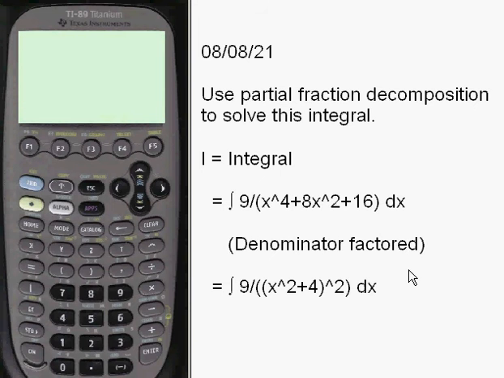Another partial fraction decomposition problem. I wanted to put this on because this is a single number in the numerator, and these all have different techniques. Anytime you factor the denominator, you're going to do partial fraction decomposition, if you can factor the denominator, okay?